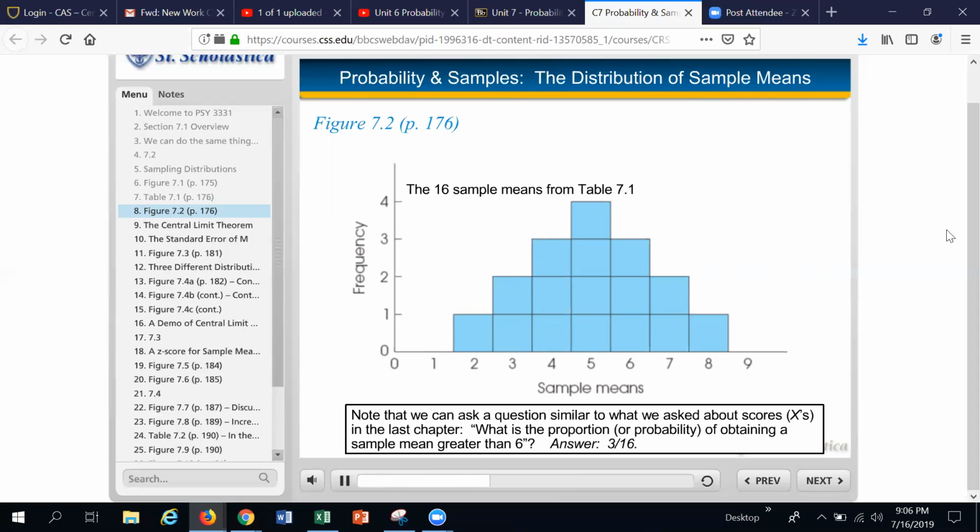The reason that the authors have built this figure is that we can now consider what the probability is of getting a sample mean of a certain size from this particular population.